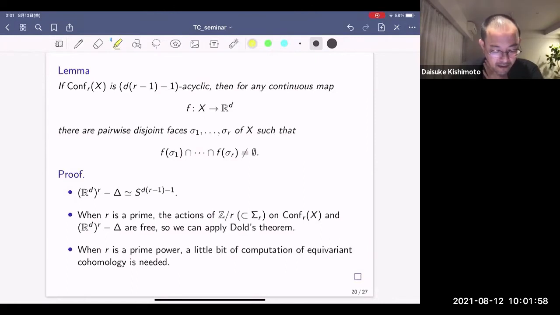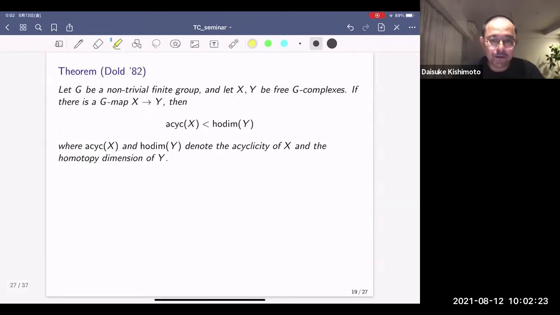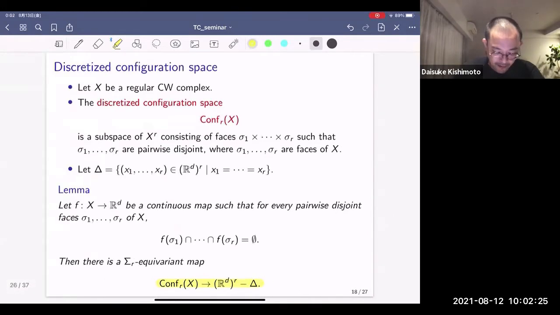Okay, so the answer is this lemma. If Conf_R(X) is D(R-1)-cyclic, then for any continuous map F from X to R^D, there are pairwise disjoint faces sigma_1 to sigma_R whose images by F intersect. This is obtained by this Borsuk-Ulam theorem applied to the map in yellow.